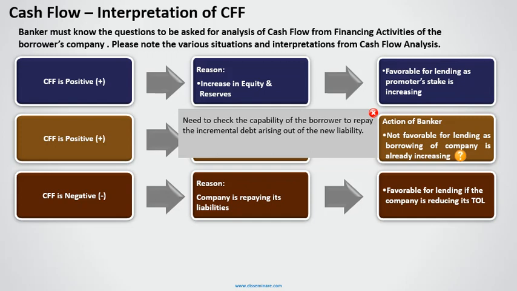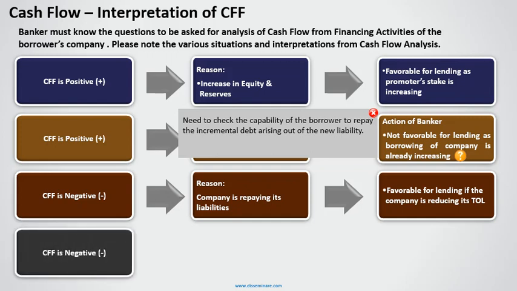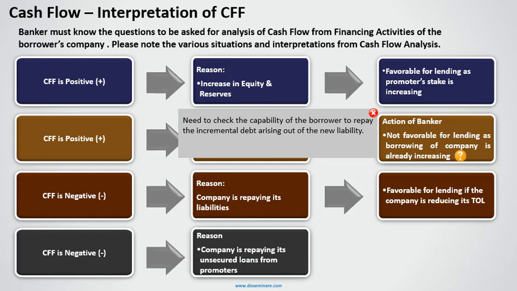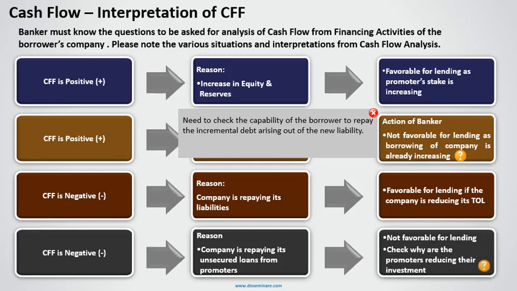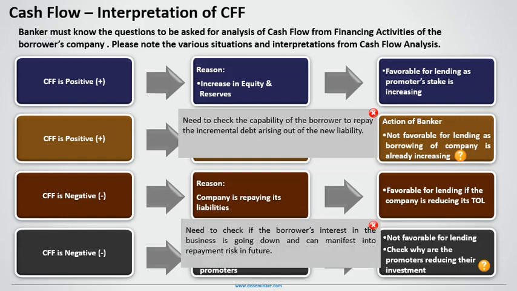In case 4, the CFF is negative, meaning there is net cash outflow, and the reason is the company is repaying its unsecured loans taken from promoters. The banker should consider this borrower as not favorable for lending and must check why the promoter is reducing their investment. Please note, the banker needs to check if the borrower's interest in the business is going down, which can manifest into repayment risk in future.